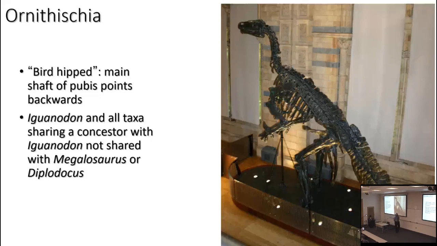And a definition for Ornithischia is Iguanodon, and all taxa sharing a more recent common ancestor with Iguanodon, not shared with Megalosaurus or Diplodocus. This is Iguanodon in the background.